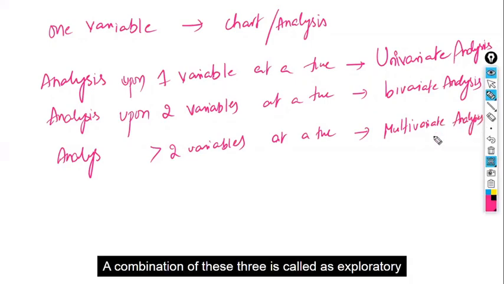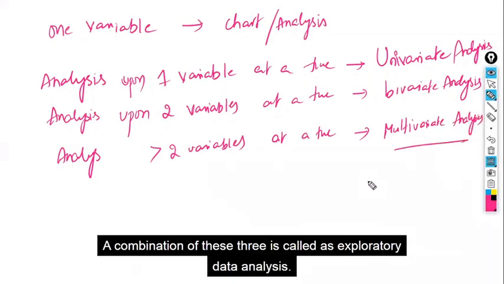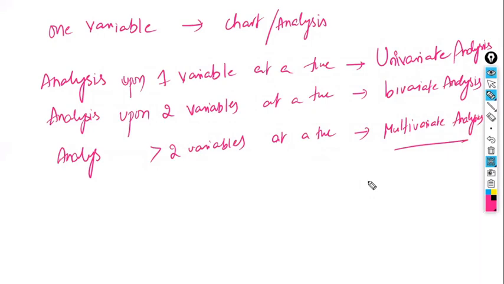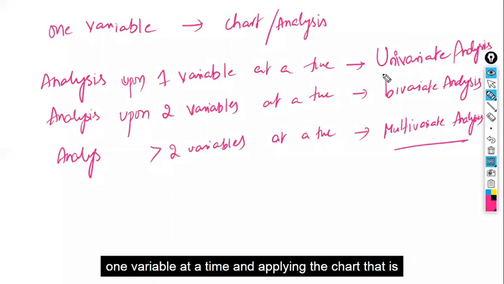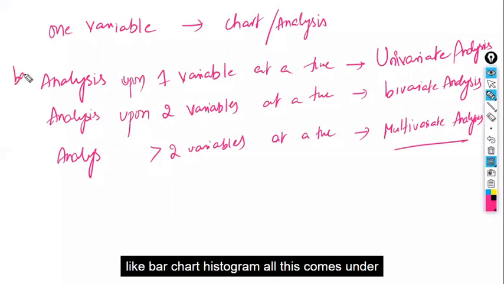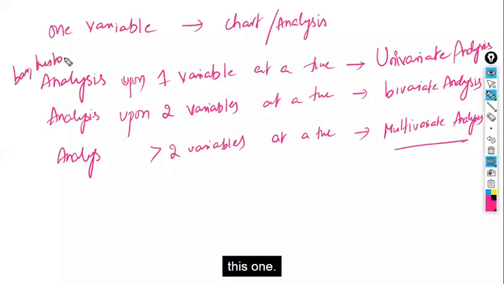A combination of these three is called exploratory data analysis. So univariate analysis means selecting only one variable at a time and applying the chart. Bar chart, histogram, all of these come under this one.